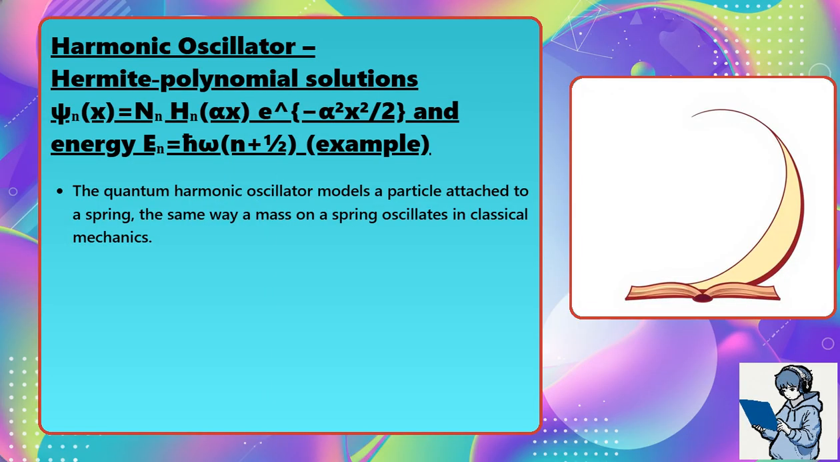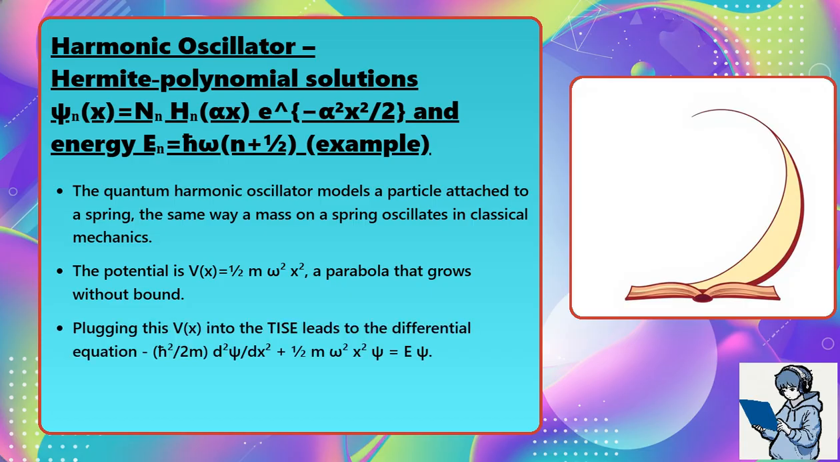The quantum harmonic oscillator models a particle attached to a spring, the same way a mass on a spring oscillates in classical mechanics. The potential is V of x equals half m omega squared x squared, a parabola that grows without bound. Plugging this V of x into the TISE leads to the differential equation minus h bar squared over 2m times d squared psi over dx squared plus half m omega squared x squared psi equals E psi.